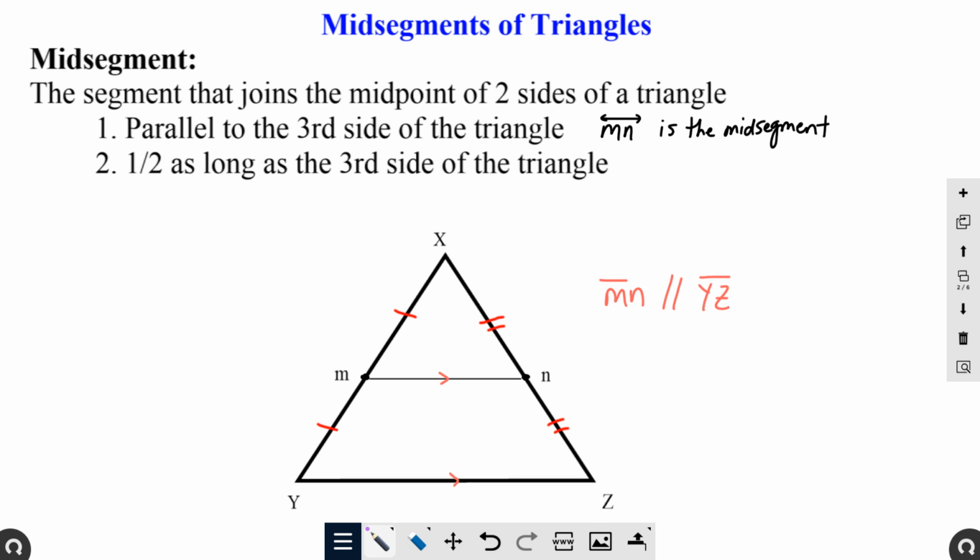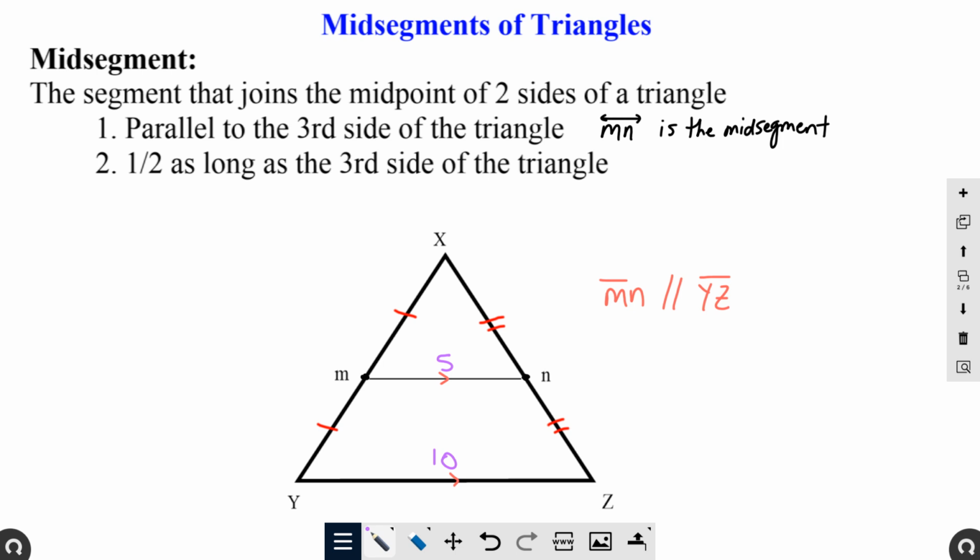Another thing that is true is the mid-segment is half as long as the third side. So I'm just going to add in some numbers here and we can see how they compare. Let's say our mid-segment has a length of 5 units. What would be the length of the third side? 10. So we can double the mid-segment to make the third side. Or if we know the third side is 10, then the mid-segment would be half of it. So it would be 5.